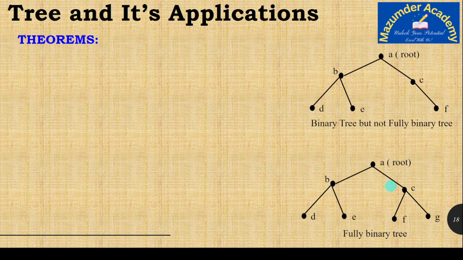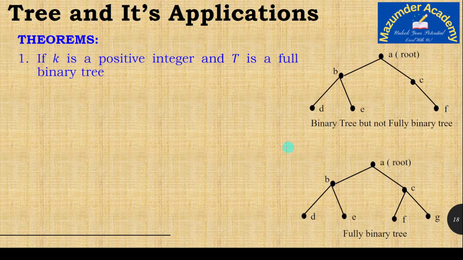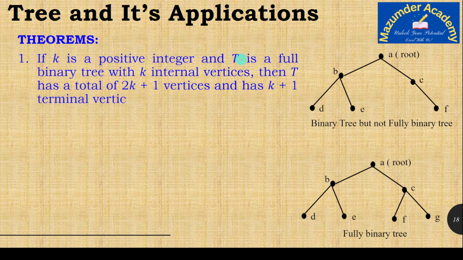Now some results or theorems which are very important. The first one is, if k is a positive integer and T is a full binary tree with k internal vertices, then the tree T has a total of n equal to 2k plus 1 vertices, where k is the number of internal vertices. And that full binary tree has k plus 1 terminal vertices. Generally terminal vertices we denote by small t. So in a full binary tree with k internal vertices, the total number of vertices will be 2k plus 1 and the total number of leaf or terminal vertices will be k plus 1. These two results are very important in our subsequent part.